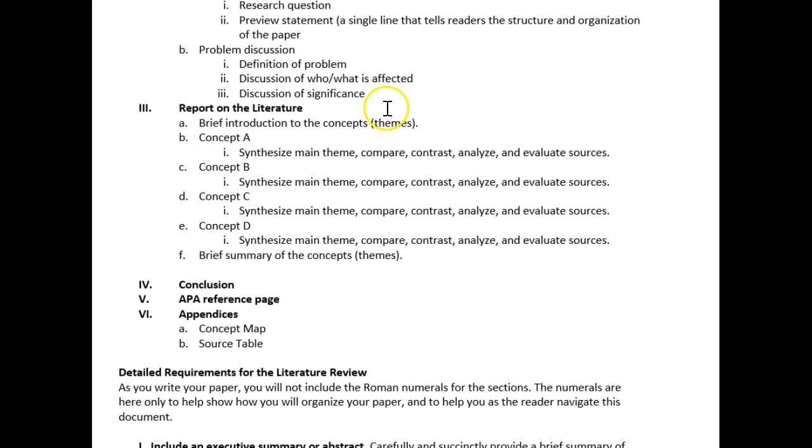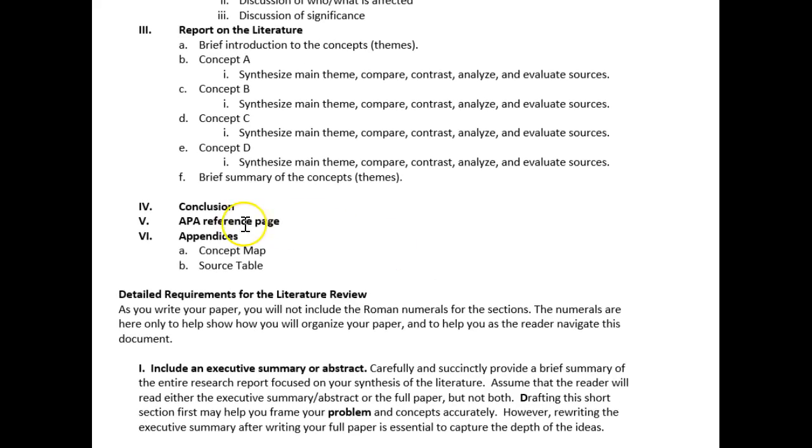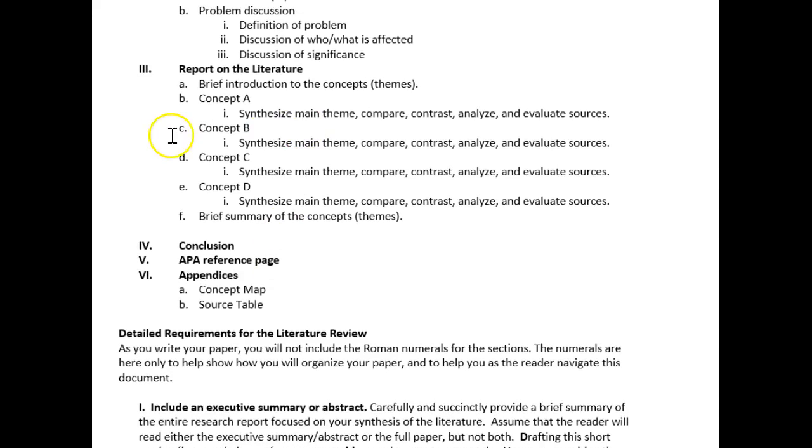Next, you'll report on the literature. Remember those themes we talked about in week 5 and those sentences we wrote? You'll talk about each one of those 4 themes and then briefly summarize them. And finally, you'll move on to a conclusion, a reference page, and in your appendix, you'll have your concept map and your source table, source analysis and evaluation table. What many people find is because they wrote in week 5 those sentences for each one of the themes, their paper is almost written at the end of week 5.